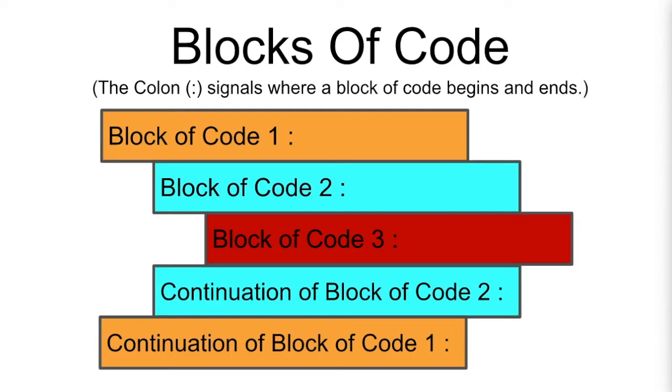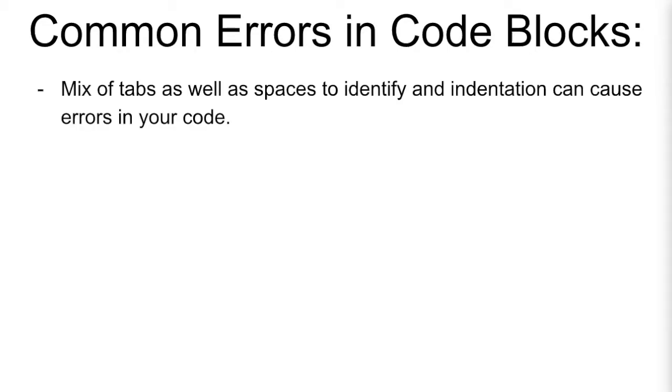Now, before we move on to the coding examples for this lecture, let's speak about common errors caused by improper formatting of code blocks in Python. As we stated earlier, using a mix of tabs as well as spaces to identify an indentation can cause errors in your code. While they both do the same thing, if used interchangeably in code, this can also confuse your code readers in reference to which method you're using.